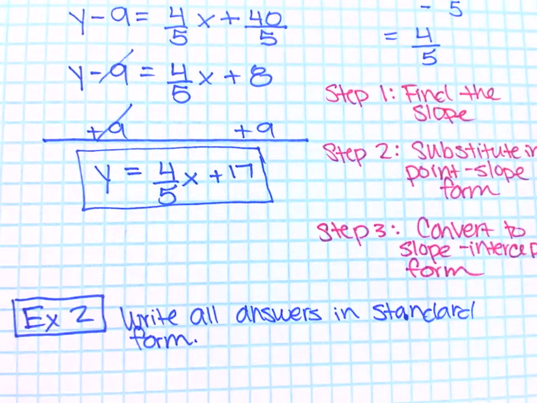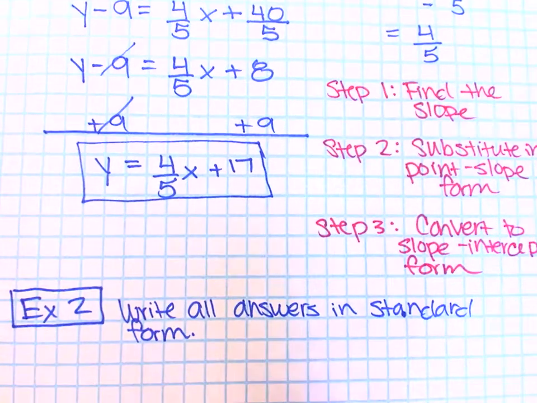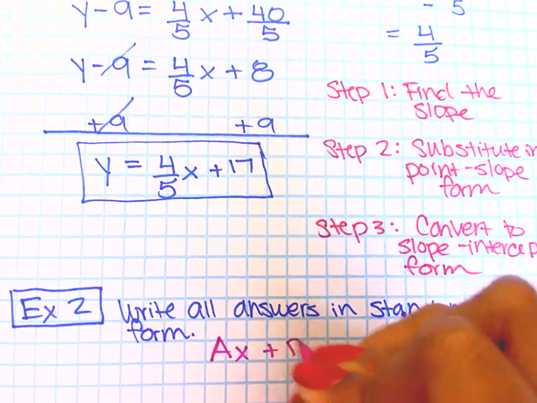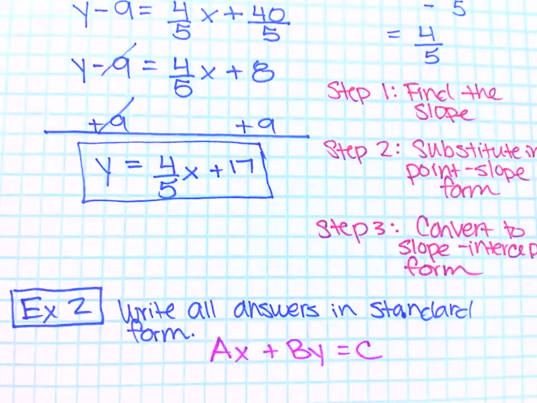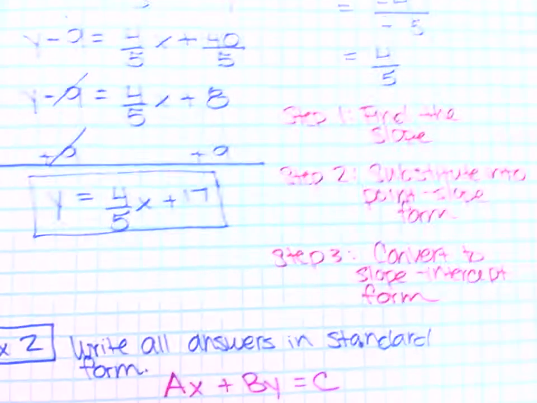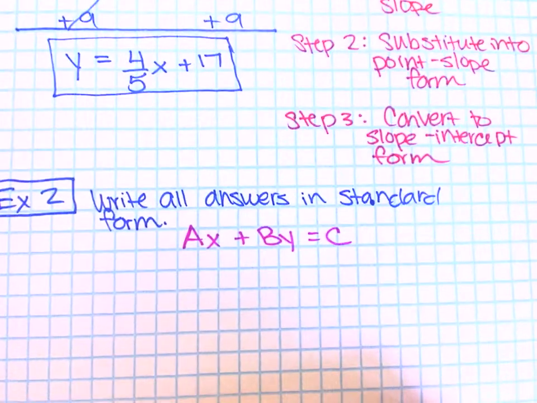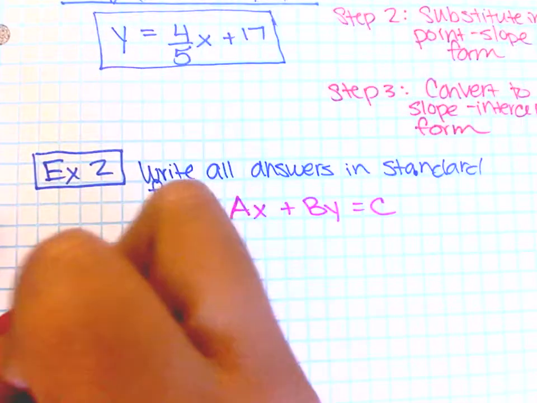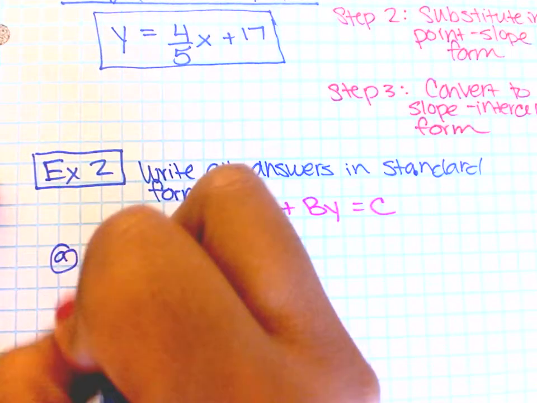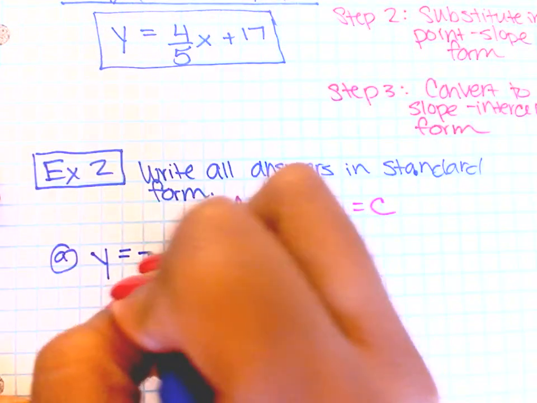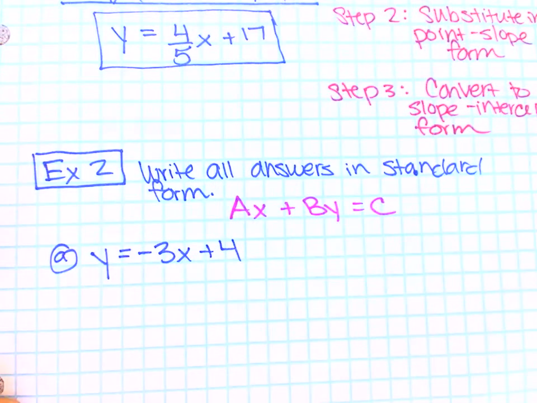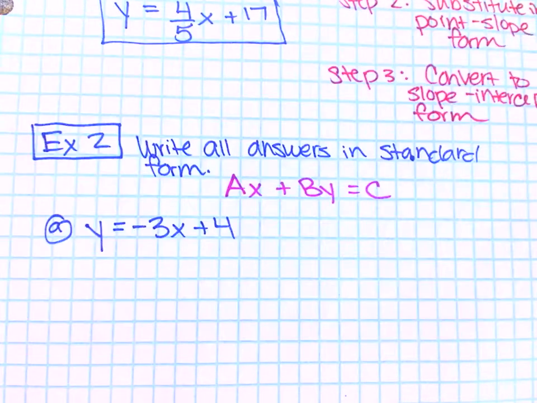So whether they give it to you in point slope form or in slope intercept form, they want you to convert it back to standard form. Now, let me think. What's standard form? Go back to your notes. Standard form is ax plus by equals c. Write that down. Okay, here we go. Example A. Y equals negative 3x plus 4. What form is that written in? Is it slope intercept, point slope, or standard?